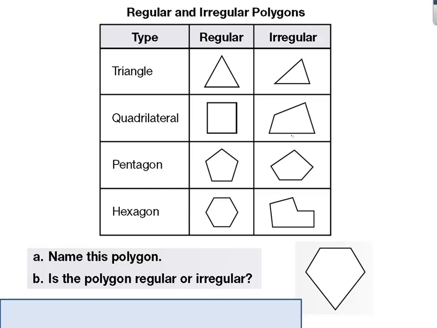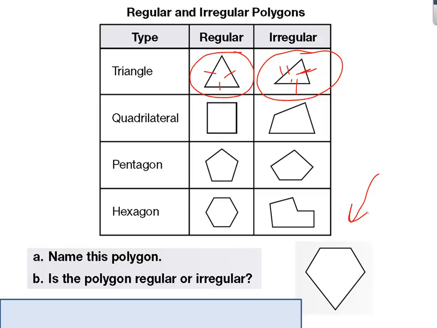So, regular and irregular polygons. Here's an example. Remember what the definition of a regular polygon is. In a regular polygon, all of the sides have the same length. Notice that these all are the same length, whereas this irregular one here is shorter than these other two. So it's irregular. Looking down here at our example, name that polygon. What kind of polygon is that?